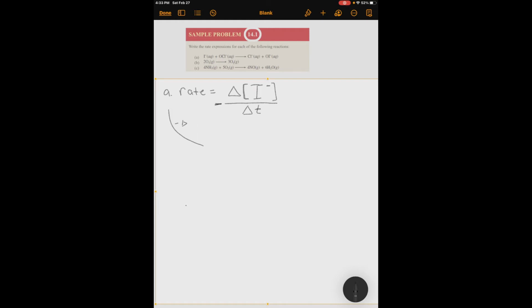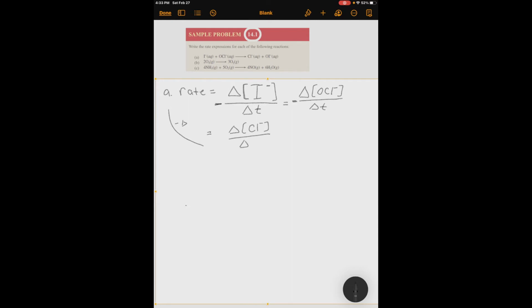So the same is true for the second reactant, OCl, which is hypochlorite. We can write the rate of reaction as the change in the concentration of hypochlorite over the change in time. But again, since it's a reactant, we put a negative in front of it. And that is the expression for both of the reactants. But we can also write it in terms of the products, either way, reactants or products. So that means the rate is also equal to the change in the concentration of chloride divided by the change in time.